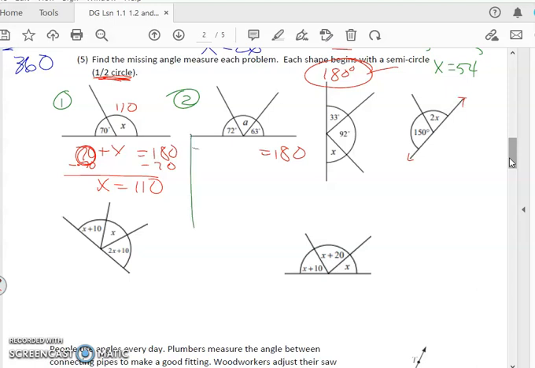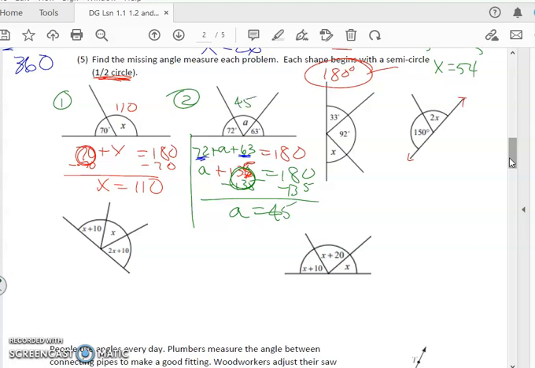In the second problem, I got a 72-degree angle, an A angle, and a 63-degree angle. If I add the 72 and the 63, because they are like terms, or constants, I get 135. So if I subtract 135 from both sides, I end up with A being 45 degrees. So if I add 72, 45, and 63, the final answer should be 180.